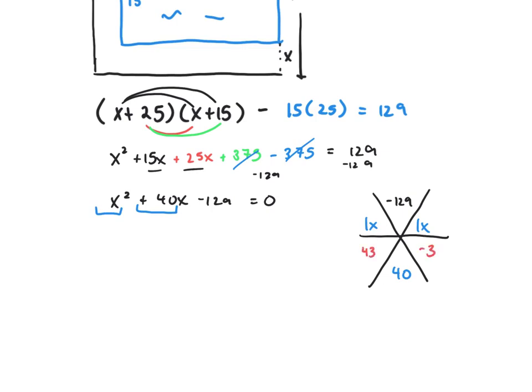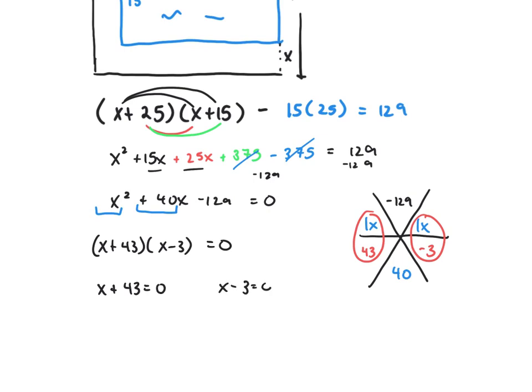Now notice that these two right here are essentially my factors. We have an x plus 43, and over here we have an x minus 3. All those equal to 0. Now using the zero product property, I can split this into two separate equations, like so. The reason for that is if this times this equals 0, then one of these has to be 0. Since two things multiply to 0, one of them must be 0.